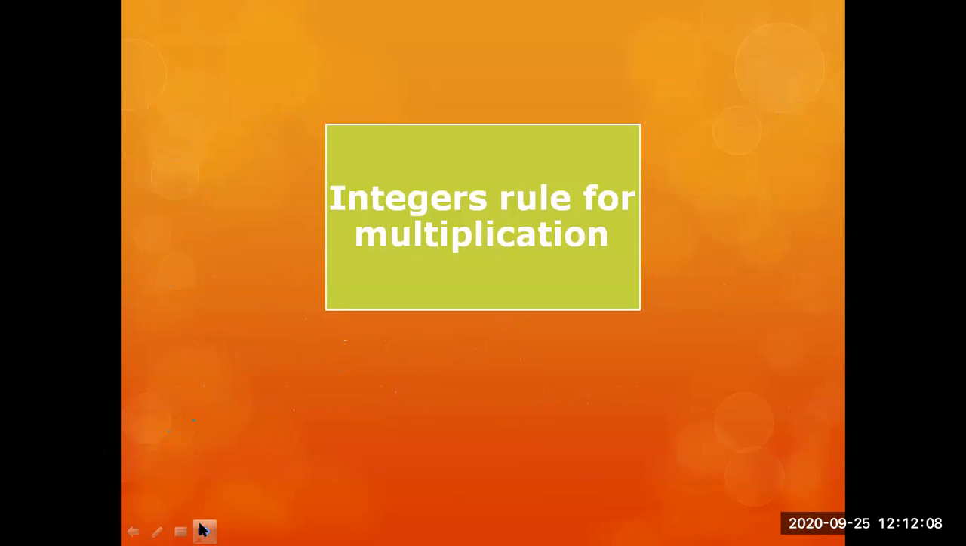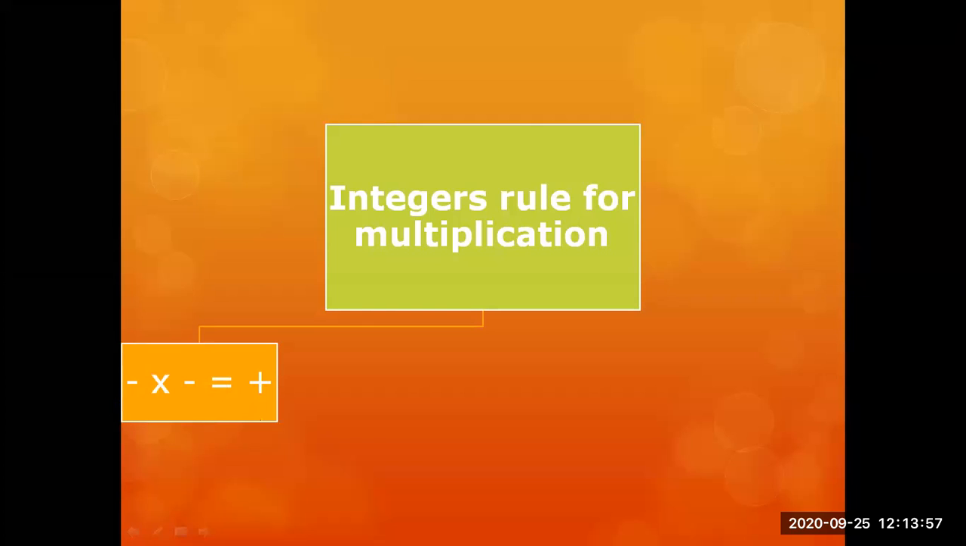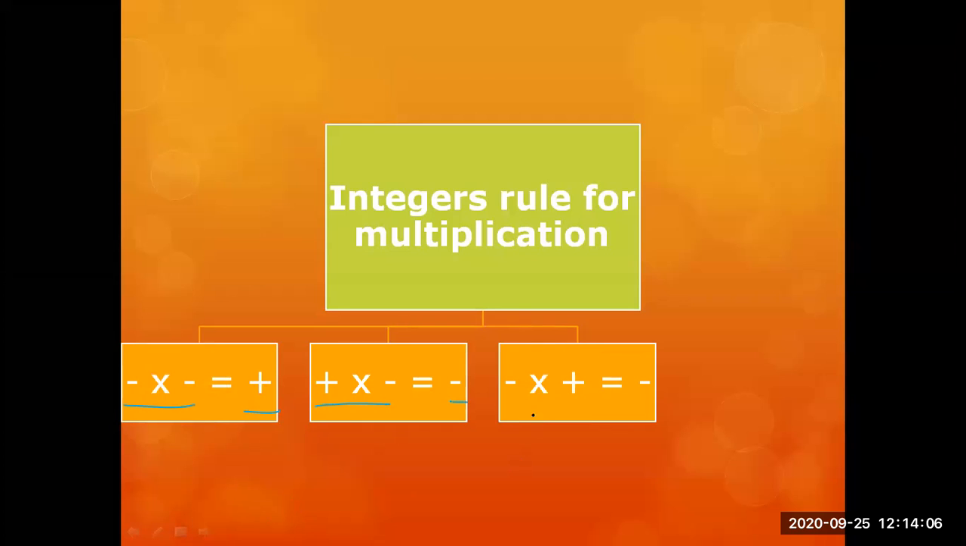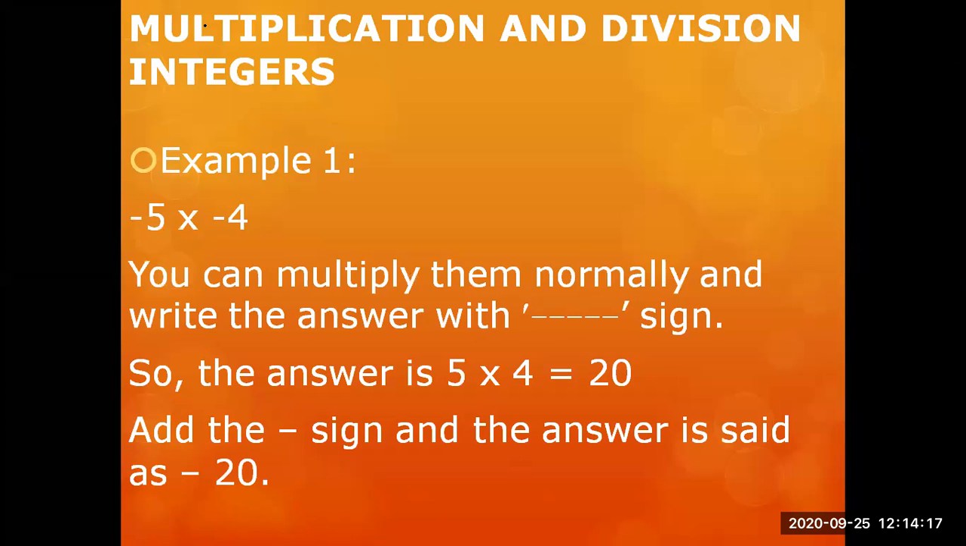So, integers rule for multiplication and division are plus, minus into minus is plus, and plus into minus is minus, and minus into plus is also minus, and plus into plus is plus. Then multiplication and division of integers.